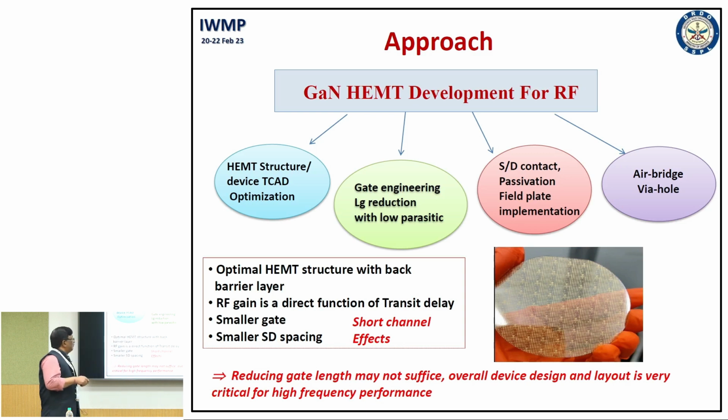And then low parasitic interconnection techniques: mainly the technique for metal crossovers is air bridges, and for source ground interconnections it is via holes. So, these techniques are very essential to achieve high performance devices at X or Ku band. So, reducing gate length may not suffice, but overall device design in terms of layout and layer structure is equally important.